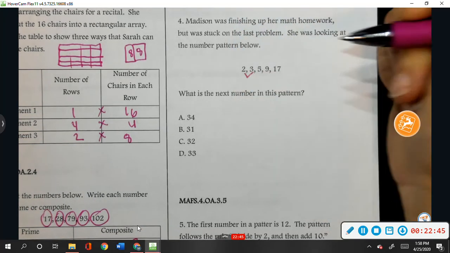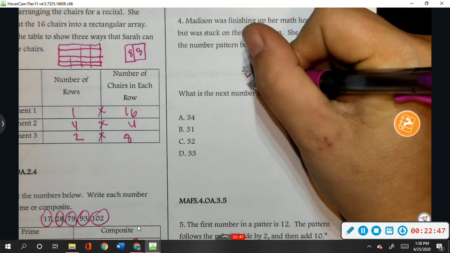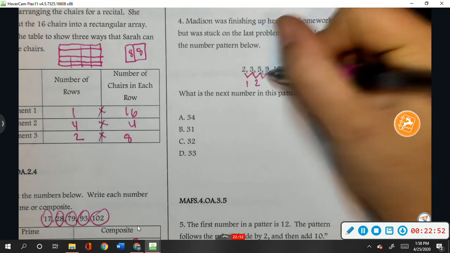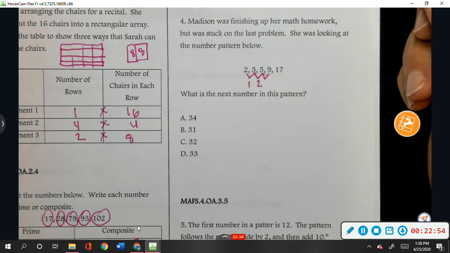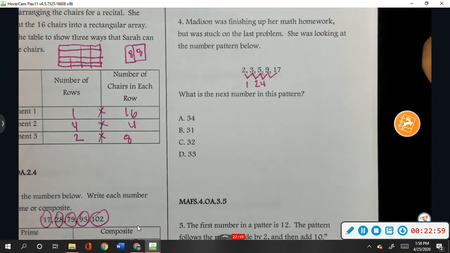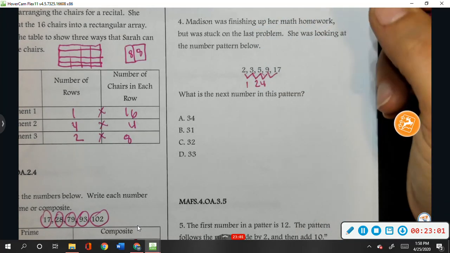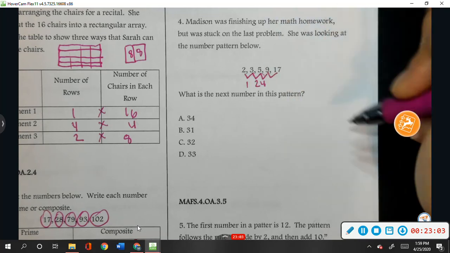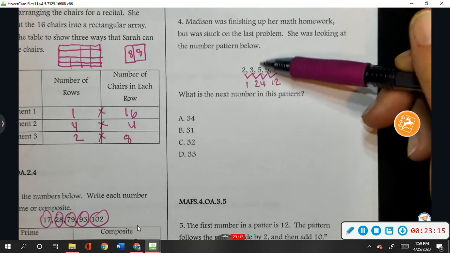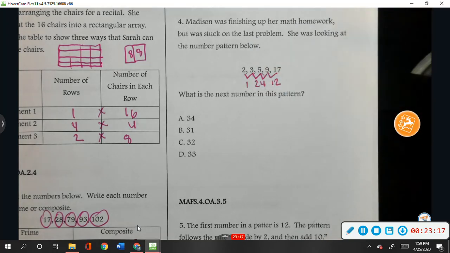We have 2 plus 1 is 3. Then 3 plus 2 is 5. Then 5 plus, would it be? No, 5 plus 4 is 9. And then we have 17 out here, randomly. So what's the difference between 17 and 19? Go ahead and subtract that real quick. 19 minus 7 would be 12. So we went from 1, 2, 4 to 12.